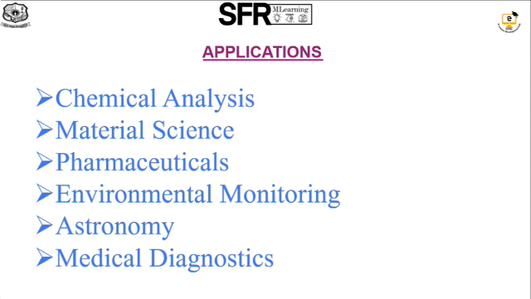Environmental monitoring: spectroscopy is used in environmental studies to identify pollutants such as air, water and soil pollution. Astronomy: spectroscopy is used in the astronomy field to study the composition and properties of celestial objects. Medical diagnosis: spectroscopy is mainly used for the diagnosis of disease, especially cancer.